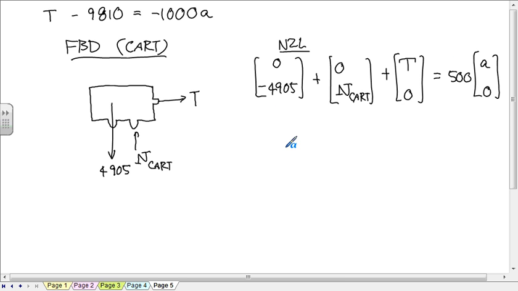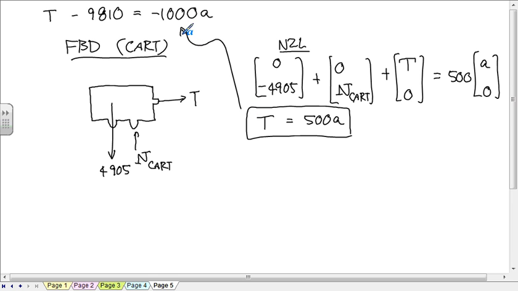The second equation would give us the normal force, but we don't care about that. But the first equation says T is equal to 500A. And now we have a system of two equations for two variables. We can take this equation and substitute it into this one. So T is equal to 500A, so I'm going to put 500A in place of T in that first equation.